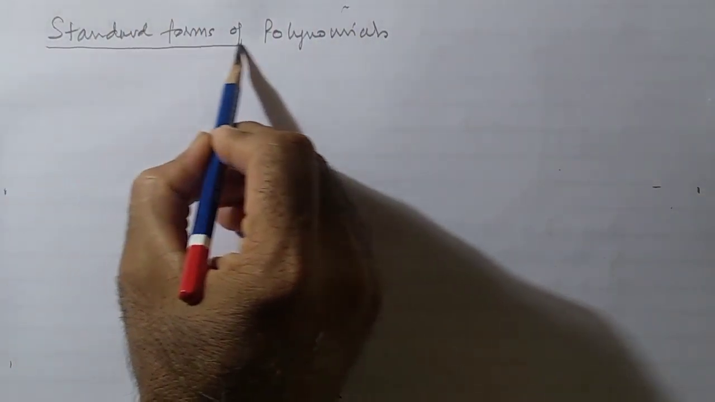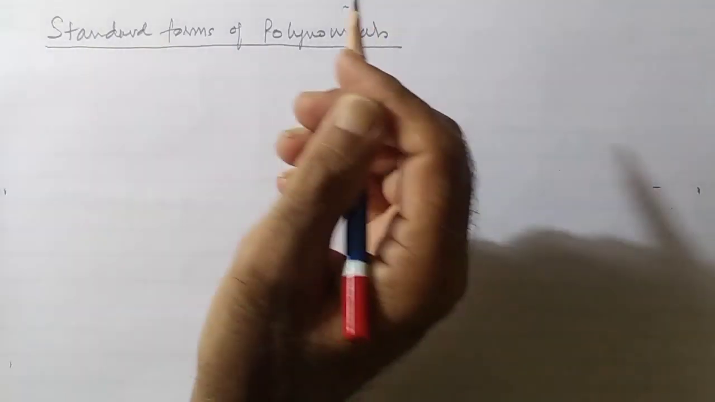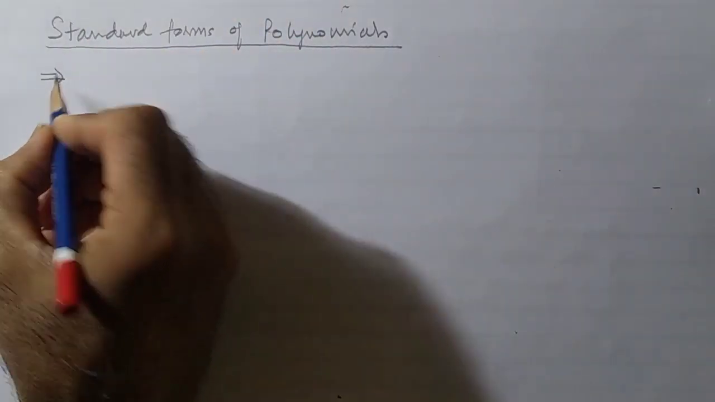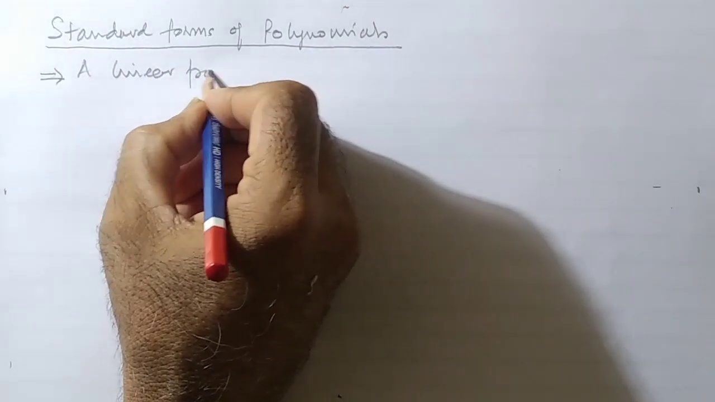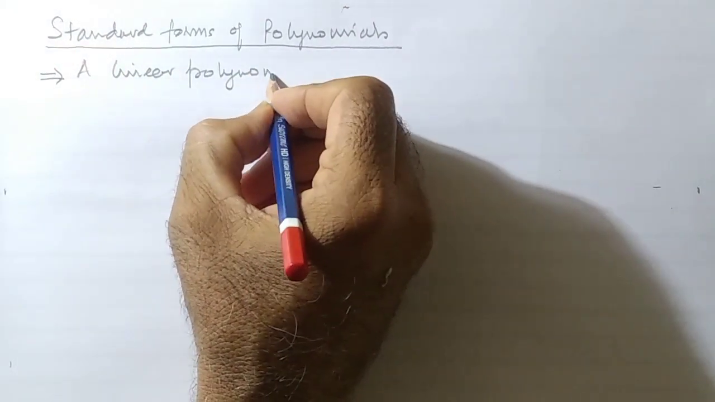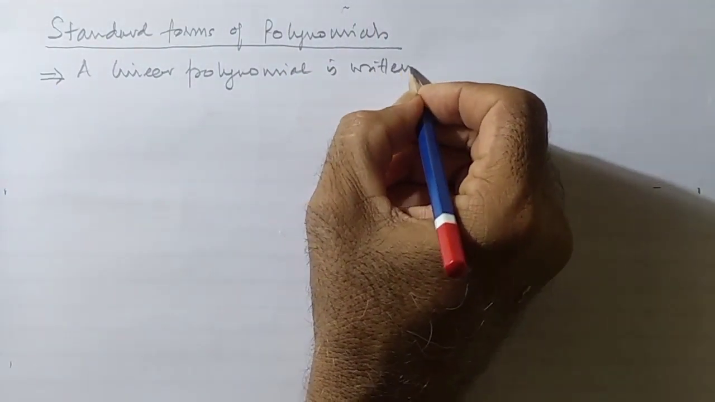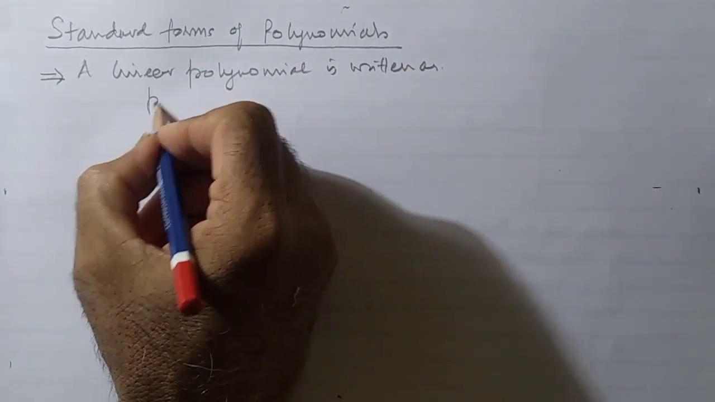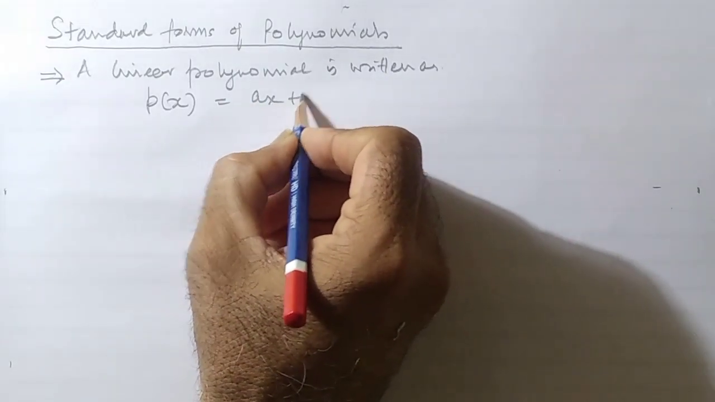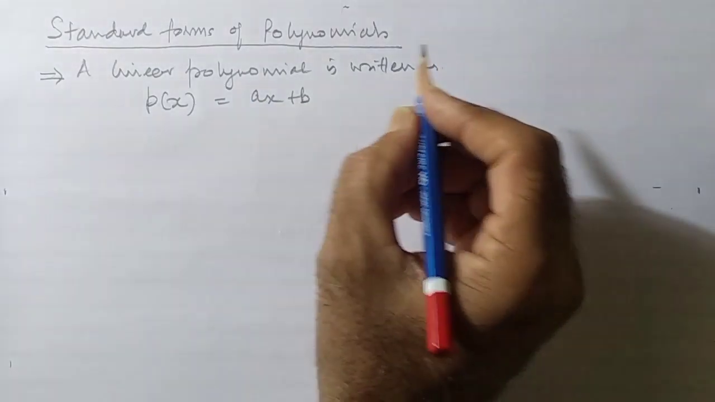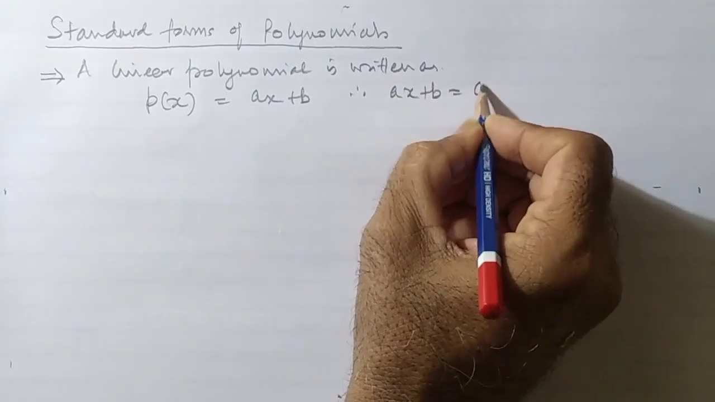Standard forms of a polynomial. How does one write polynomials? Say a linear polynomial is written as p of x is equal to ax plus b. Therefore, the equation becomes ax plus b is equal to 0.